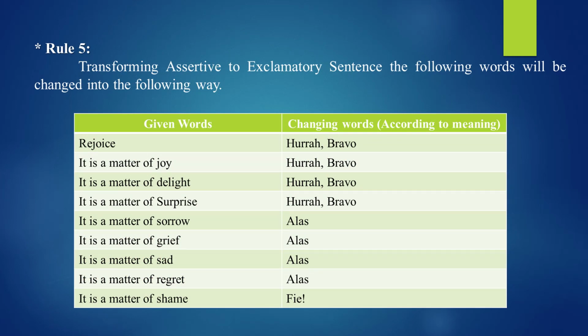Rule 5. Transforming assertive to exclamatory sentences, the following words will be changed in the following way. Look at the chart below. In case of rejoice, it is a matter of joy, or it is a matter of delight, or it is a matter of surprise, you should go for hurrah or bravo. In case of it is a matter of sorrow, or it is a matter of grief, or it is a matter of regret, you should go for alas. In case of it is a matter of shame, you should go for fie.